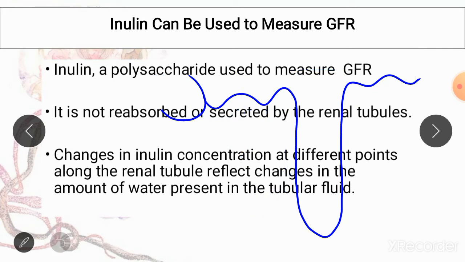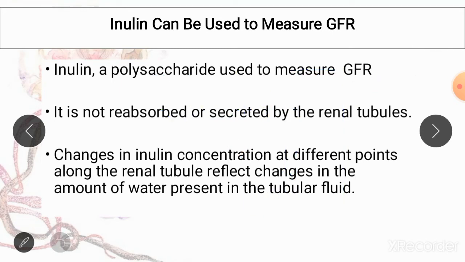If you do not remember this, it is not a problem, but you must remember that inulin is freely filtered in the nephron. It is neither secreted nor reabsorbed, and the amount which is filtered is exactly equal to the amount which is excreted in the urine. So inulin can be used to measure filtration of the glomerulus.